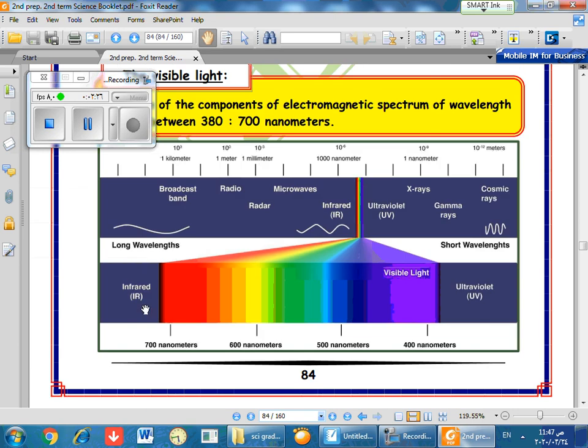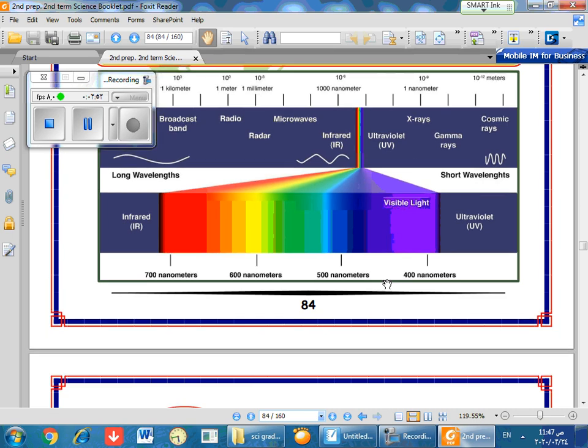Look at this chart. The long wavelengths have the smallest energy, like the infrared rays, but the shortest wavelengths have higher energy, like the ultraviolet rays, gamma rays or x-rays in our cosmic space, like those emitted from the sun. Okay.